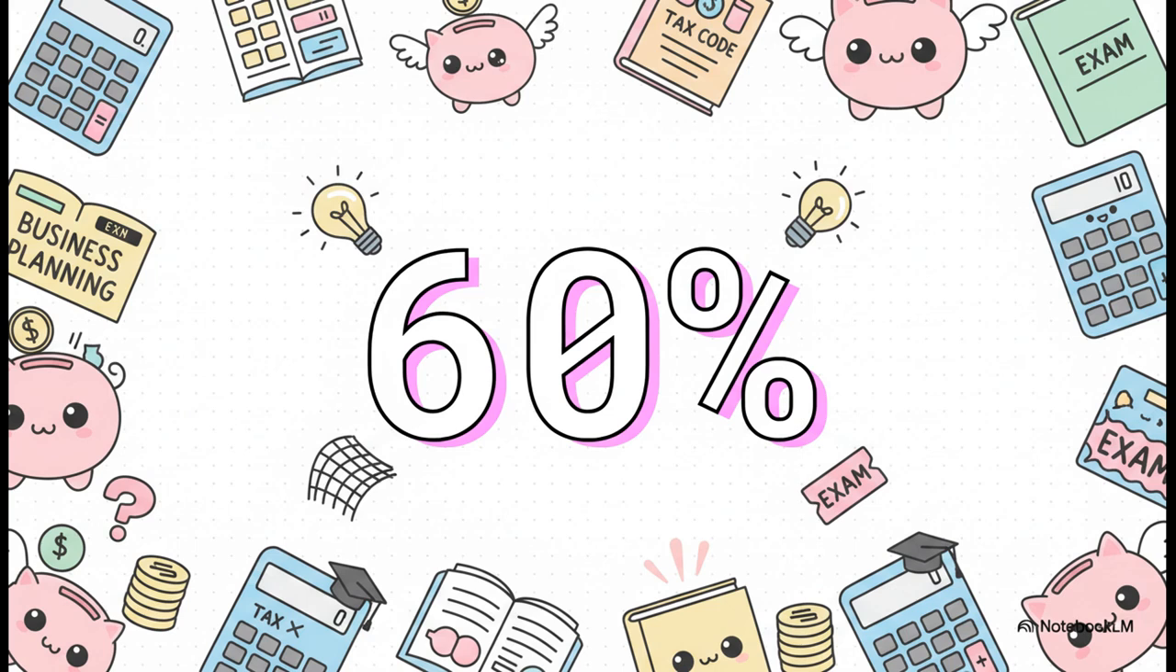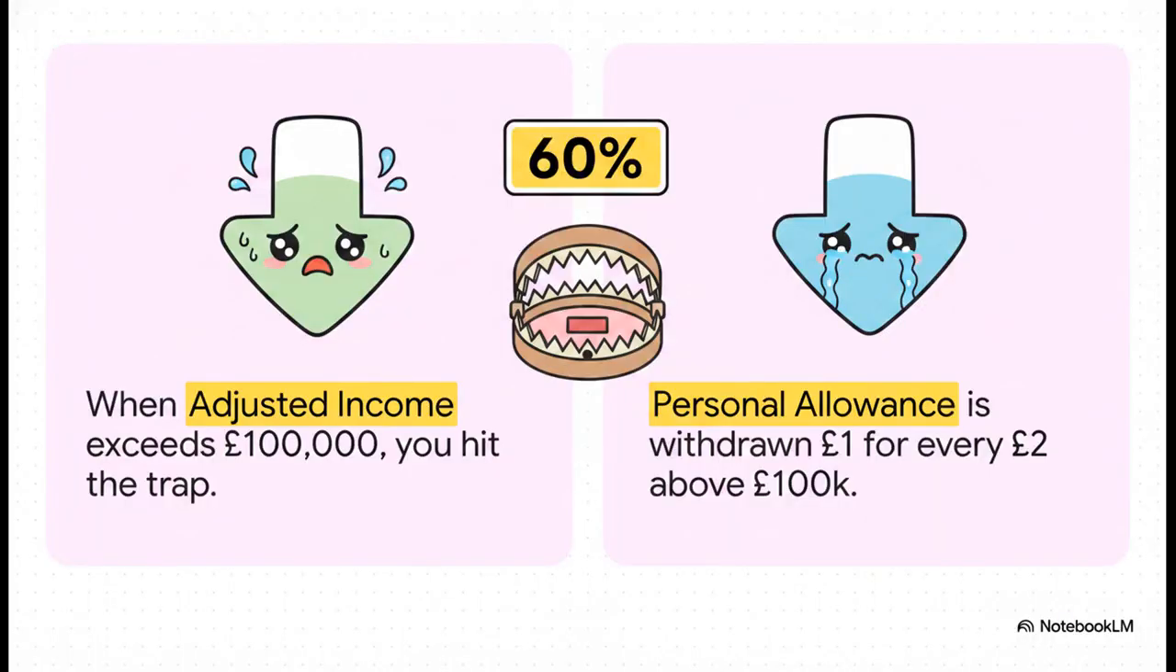So, I really want you to focus on this percentage right here, 60%. This is the infamous effective marginal rate trap, and I guarantee it's a massive planning point for your exam. You might be wondering, why 60%? Well, it's pretty brutal. When you earn between £100,000 and £125,140, you hit a vicious trap. For every £2 of adjusted net income you make over that 100K threshold, bam, you lose a pound of your personal allowance. So you're paying your normal 40% higher rate tax plus an extra 20% from that lost allowance.